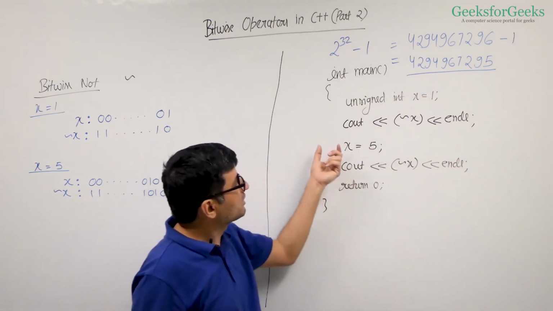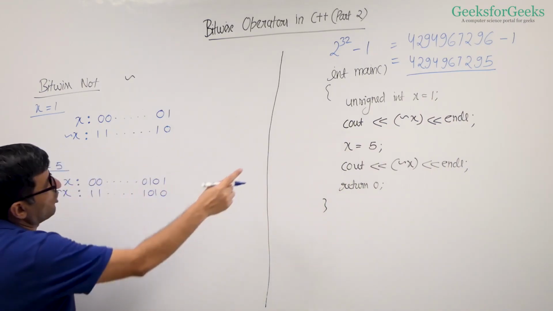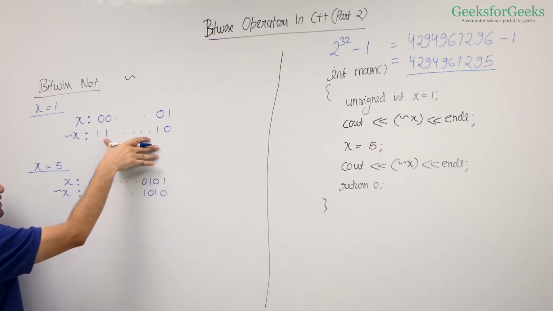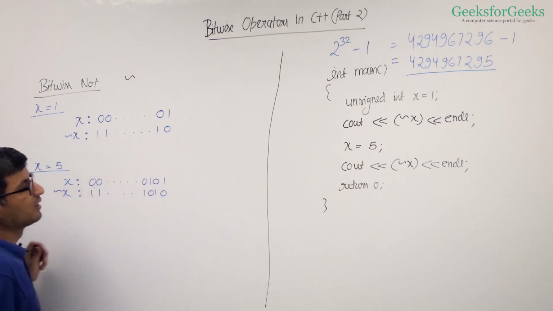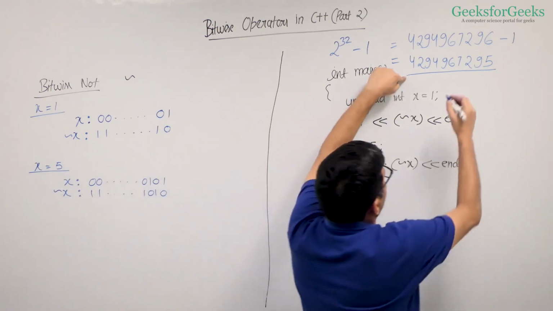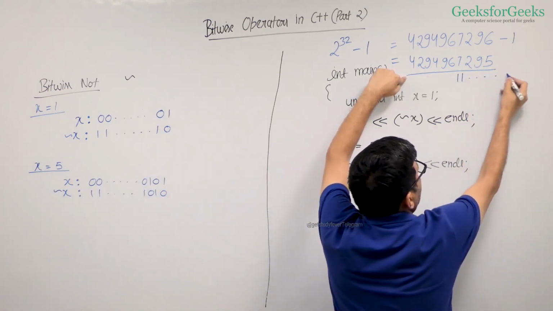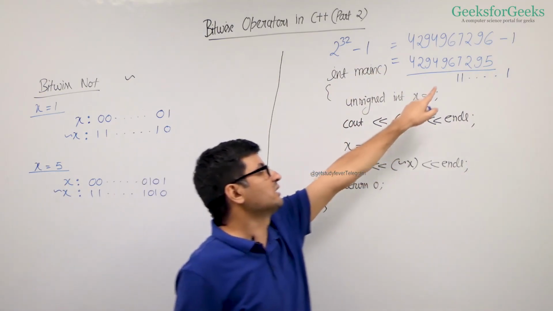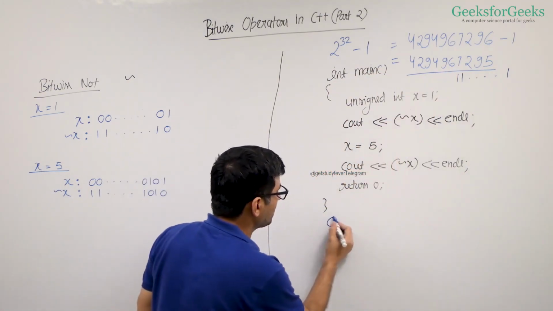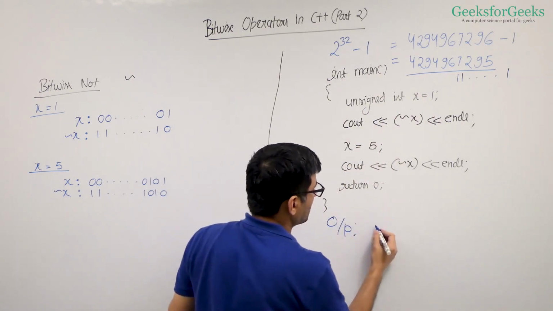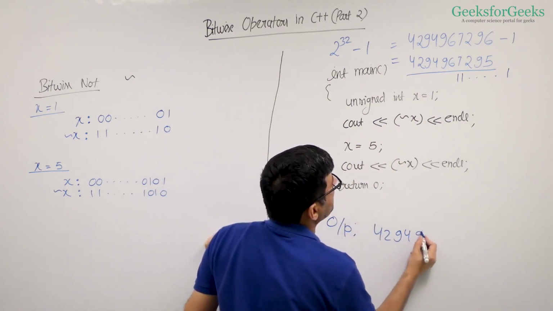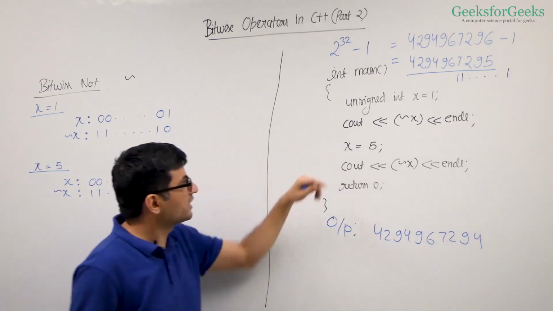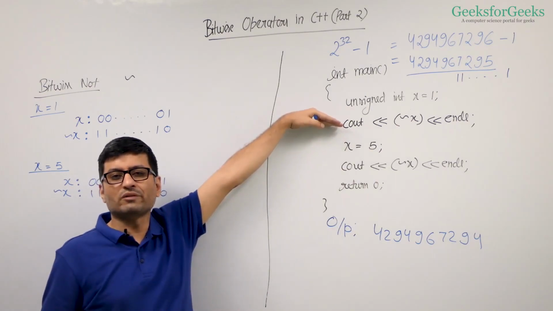Now can you guess the output of this program? When you toggle all the bits, you get a number which has first 31 bits as 1 and last bit as 0. And this number has all 32 bits as 1. So the number that you are going to get as an output is 1 less than this number. So your output is going to be 1 less than this number, 4294967294. That's the number you will get as an output when you do negation of x and when x is 1.